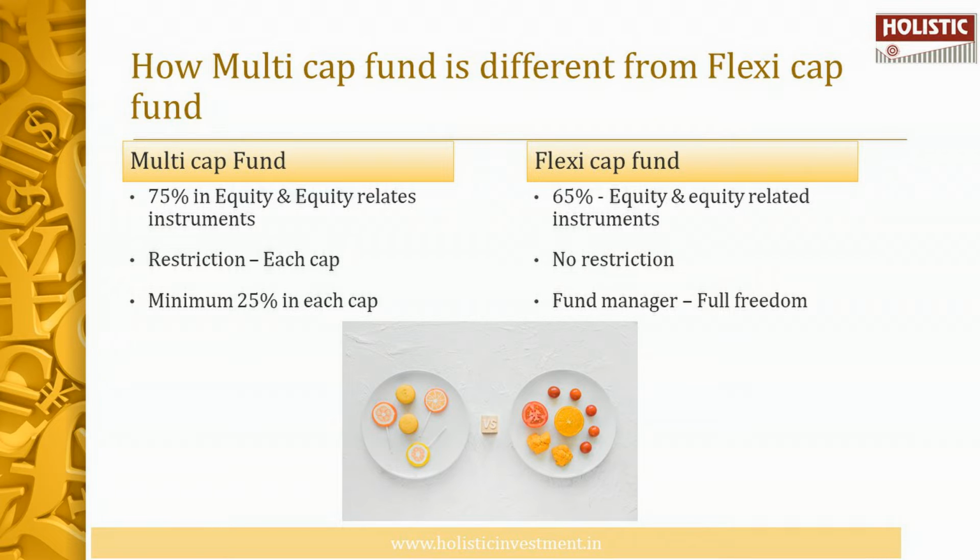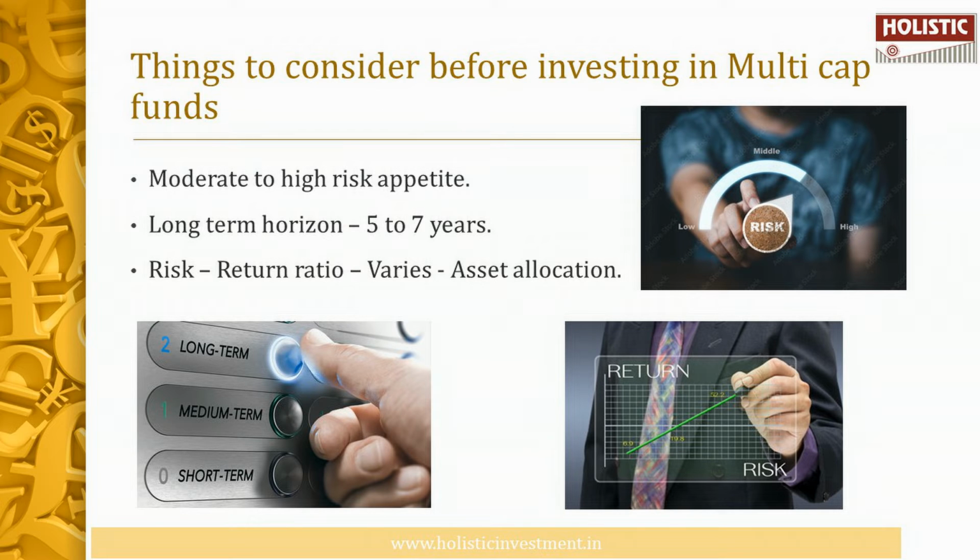Multicaps have to invest up to 75% of their total corpus in equities and equity related instruments, whereas flexicaps can invest up to 65%. So in a flexicap fund, fund managers have more freedom to play with the remaining 35% of the corpus. The multicap funds must ensure a minimum investment of 25% in each market segment, that is large, mid and small cap at all times. Flexicaps have no such restrictions. Flexicaps could increase or decrease their share in a particular segment based on its performance and market condition at any given time.